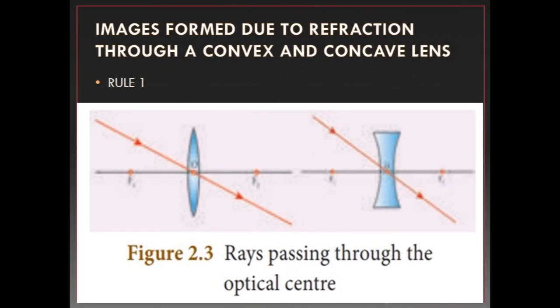Now, we are going to see about the images formed due to refraction through convex and concave lenses. Okay children, first of all, an object is placed in front of a lens.